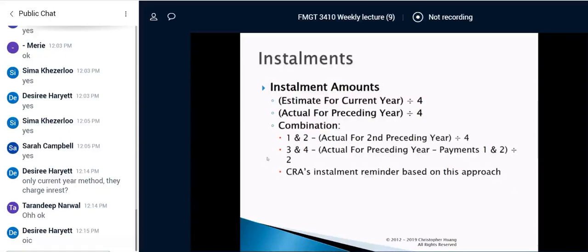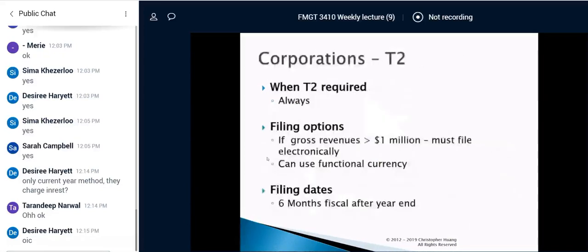Okay, so that's for individuals. Okay, what about corporations? Well, when do you have to file a corporate tax return? Well, you always have to file a corporate tax return. There's no option. You're a corporation, you have to file. So even if you have a nil return where nothing happened in the year because it's inactive, doesn't matter, you have to file. You have to tell the CRA if the corporation is inactive.